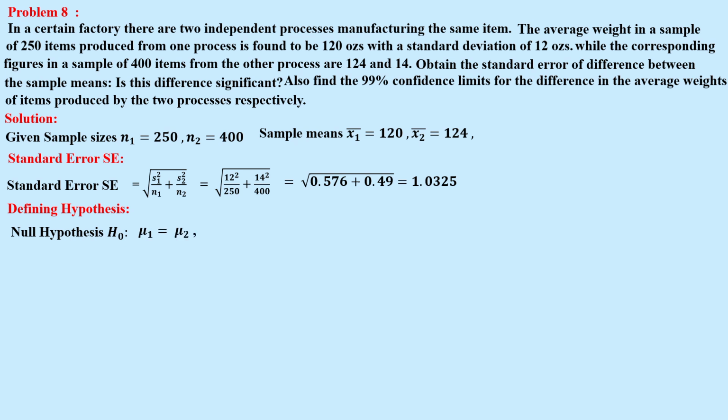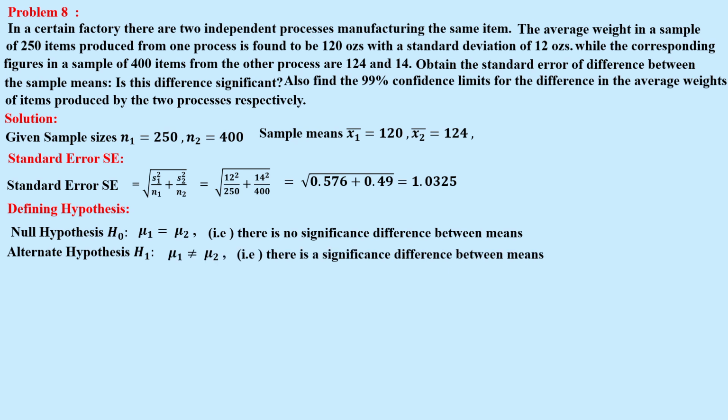Hypothesis H0 is mu1 equal to mu2. There is no significant difference. They are asking in the second question whether this difference is significant. H1, two-tailed, mu1 not equal to mu2: there is a significant difference. The level has not been given; they only ask for the 99% confidence limit in the third question. So we take the 5% level of significance.